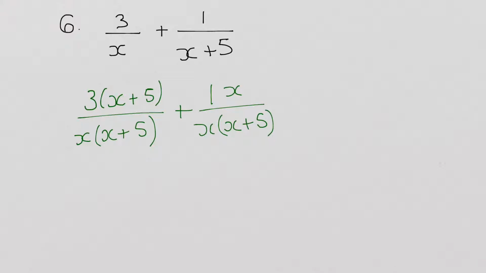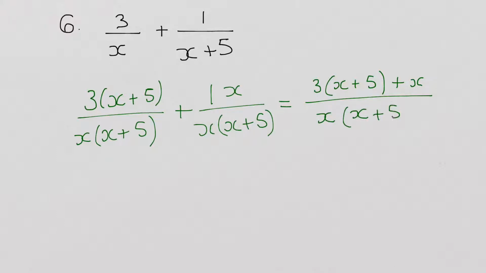Now I've done that, I can rewrite that as a single fraction. So 3 times x plus 5 plus x all over x times x plus 5. It does ask for it in its simplest form, so you then need to multiply out the brackets.